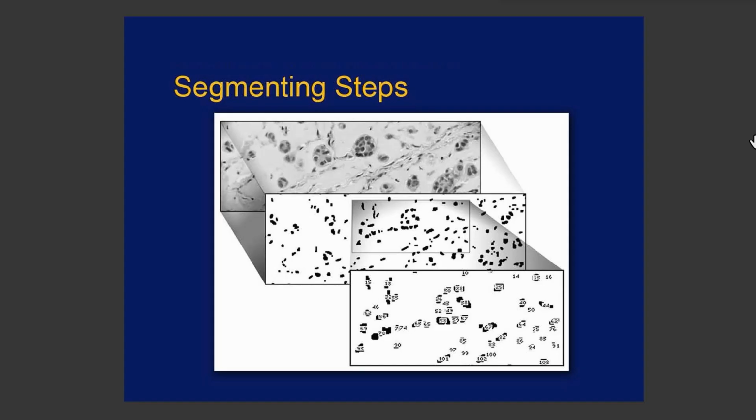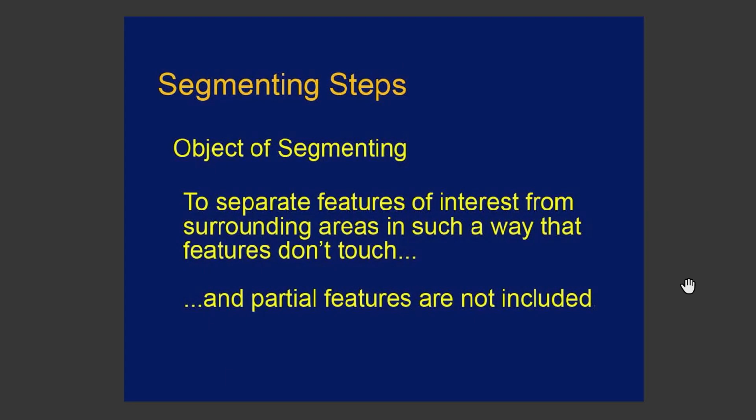When you do segmenting, you start with an image, and that image is then made into the components of the image that you wish to measure, done by thresholding, and then go into a measurement program, and in this instance, ImageJ, to measure area, length, counts, etc. And you'd like to do it in such a way that features don't touch, which isn't always possible. And you don't want to include partial features.